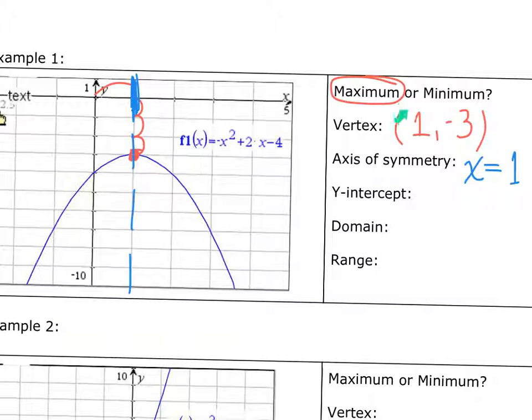Also notice that's the same as the x value in my vertex, right? Those two are always going to be the same. So is that x and y right there, the vertex? Yes. This is your x and your y value for that vertex. So I went positive 1 over on the x and down 3 to get to that vertex. Is that better?